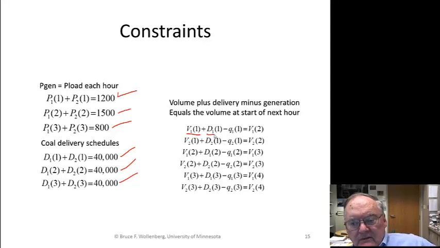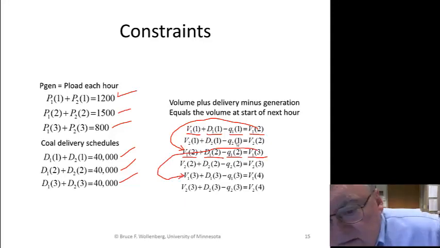And this is the delivery that I get during time period one, and this is the amount that I extract to burn, and this tells me how much coal I have left at the beginning of hour number two. Now that number comes back down and gets plugged into that equation. And so this again for plant one, starting at hour two plus the delivery to two minus the amount that I burn gives me three, and that one comes around over here, etc.